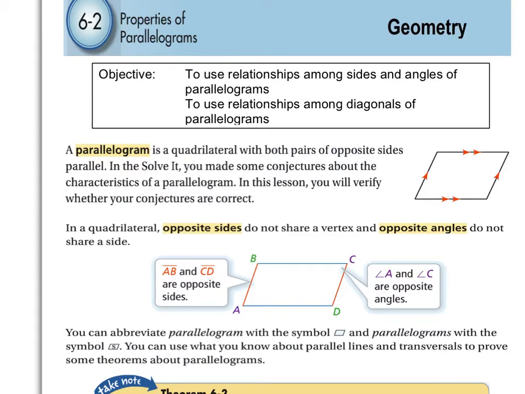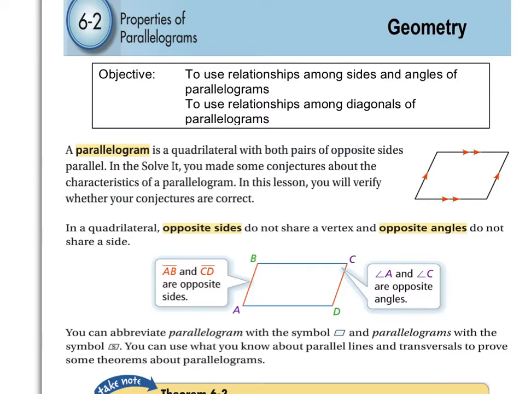Now, opposite sides are sides that don't intersect. You'll notice here they have the single lines on them. These are opposite sides, the left and the right, and the top and the bottom. Those are considered opposite sides. Now, the objective that we're going to look at today is to use relationships amongst the sides and angles of parallelograms and discuss what a parallelogram is. Again, a parallelogram is a quadrilateral where both pairs of opposite sides are parallel.